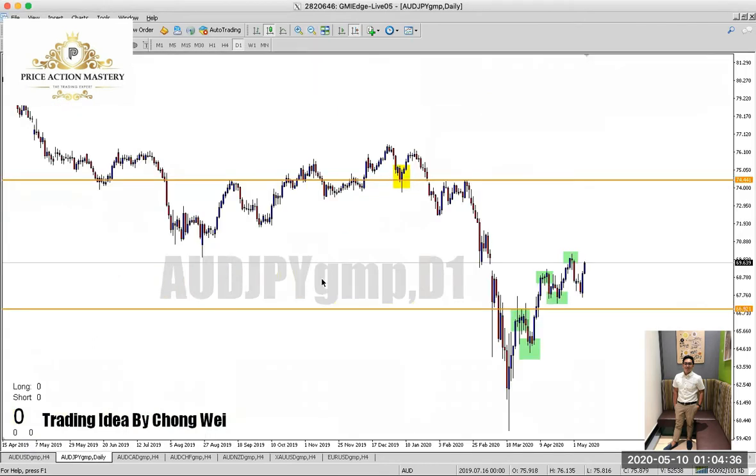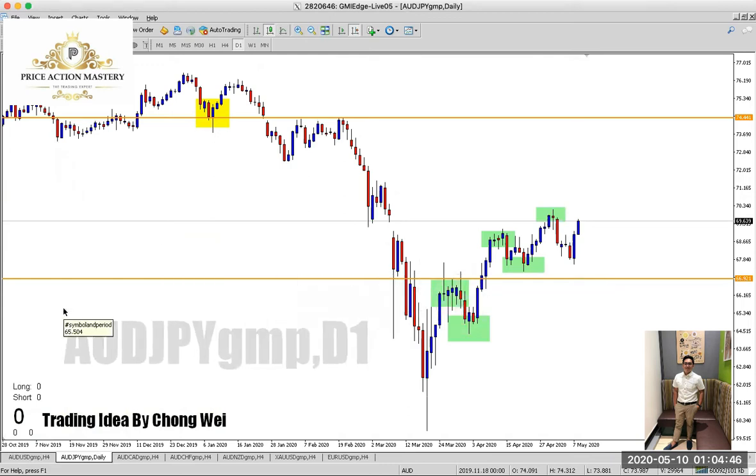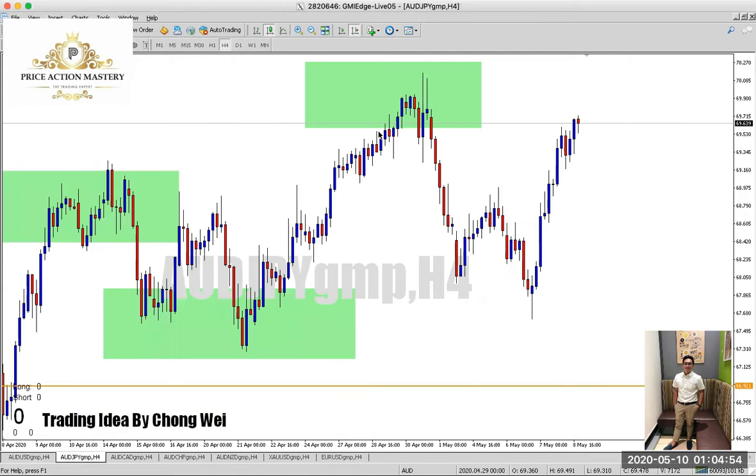Second one will be AUD JPY. AUD JPY, same story. As we can see, the market is overall in an uptrend. The high and low are already drawn. In H4, same thing. The market already reached a potential reversal zone, which means it has entered a seller zone, so we need to be cautious.